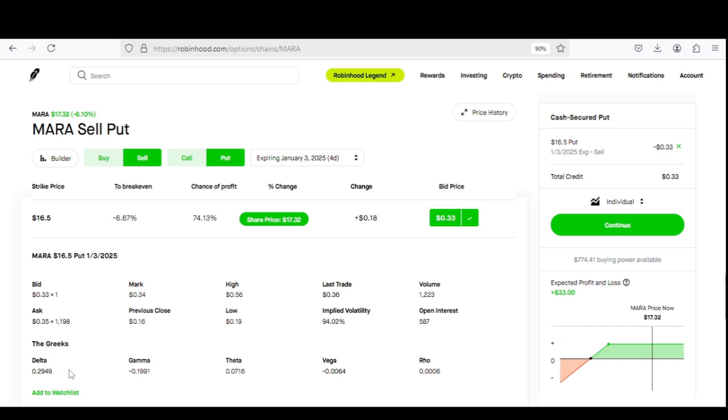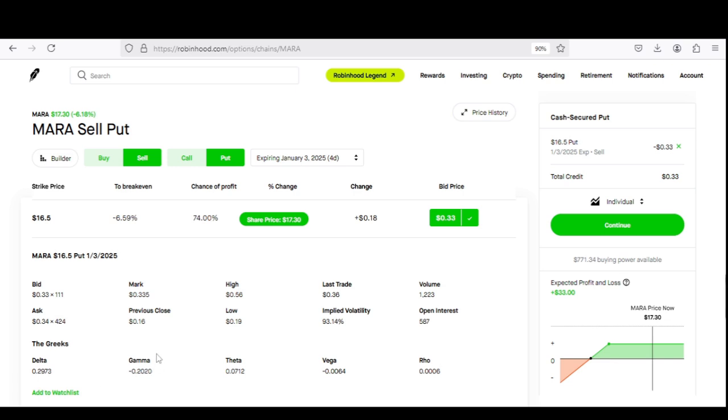The delta is going to tell you the movement of your entire option if the share price goes up by $1 or if it goes down by $1. So if you hold one option and the share price goes up by $1, then your overall option is going to go up by $29. The reason it's $29 is 0.29 multiplied by 100 shares.